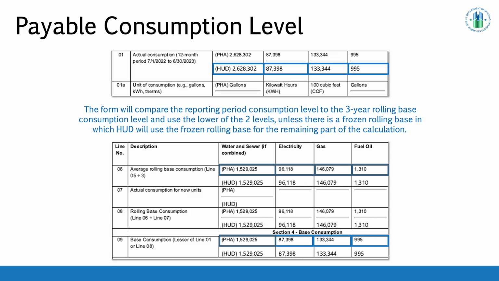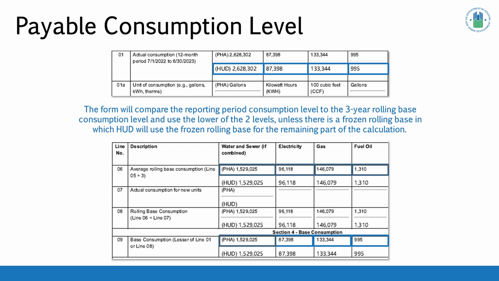So let's go through this example here. For water and sewer, we got 2.6 million gallons. The 3-year rolling base is 1.5, so HUD's going to fund us on the 1.5. Here, the reporting period consumption for electric is 87. The 3-year rolling base for electric is 96. HUD's going to fund us 87. For gas, we're at 133,000 versus 146 on the 3-year average. So HUD's going to fund us at the 133.